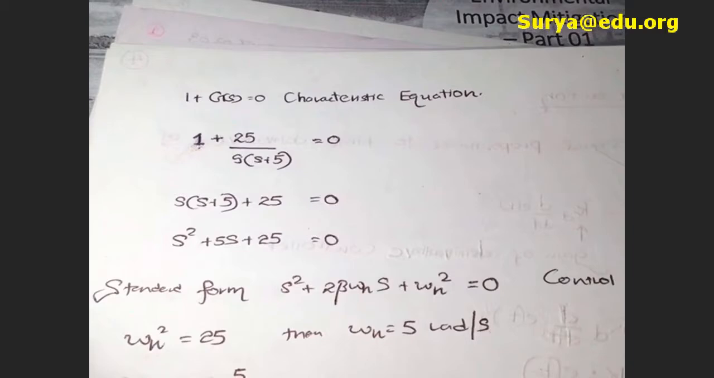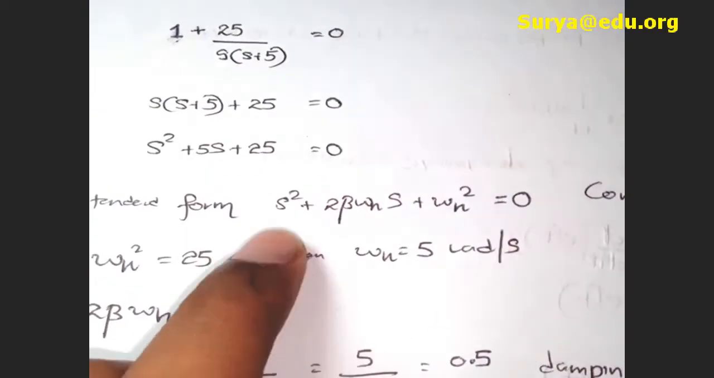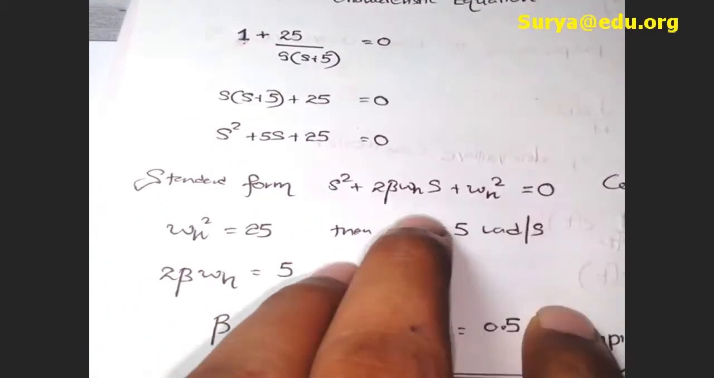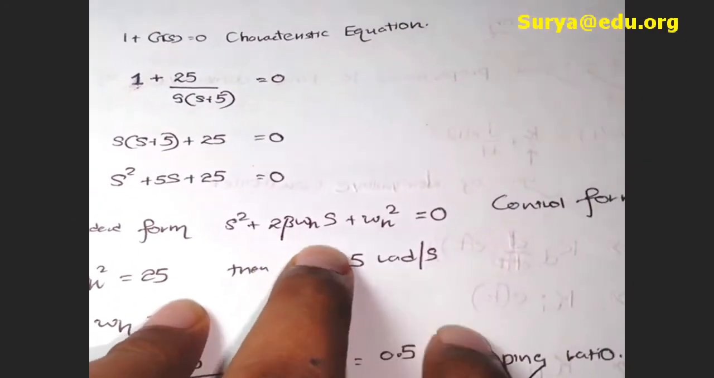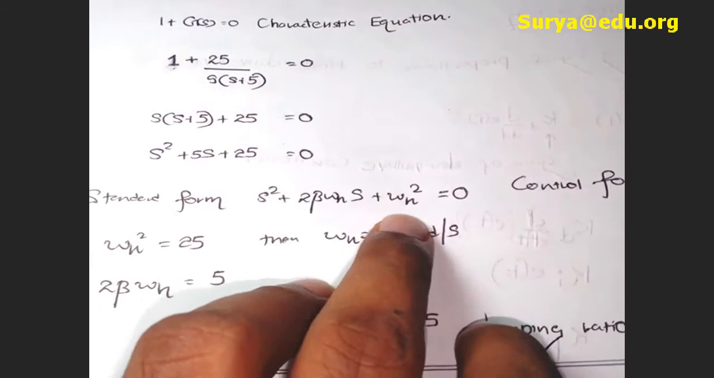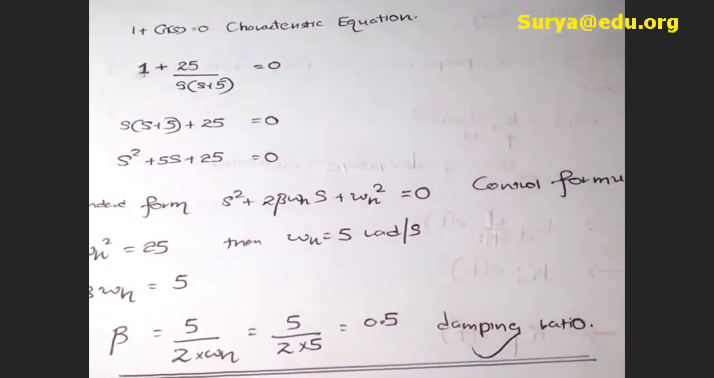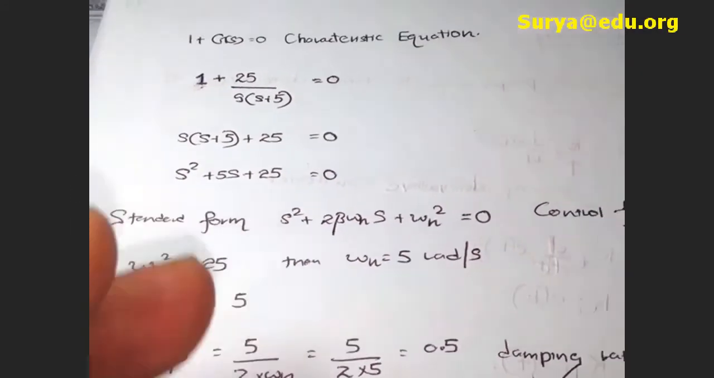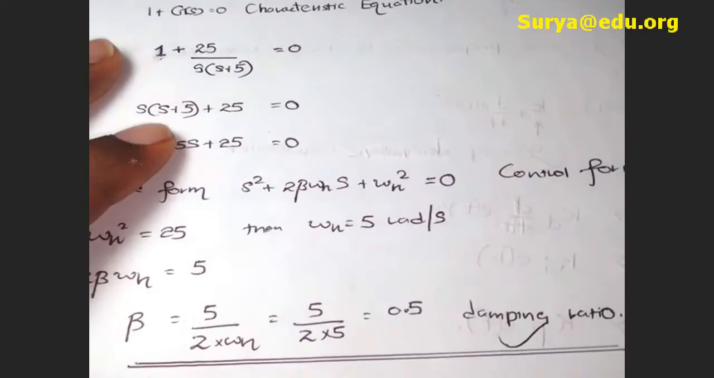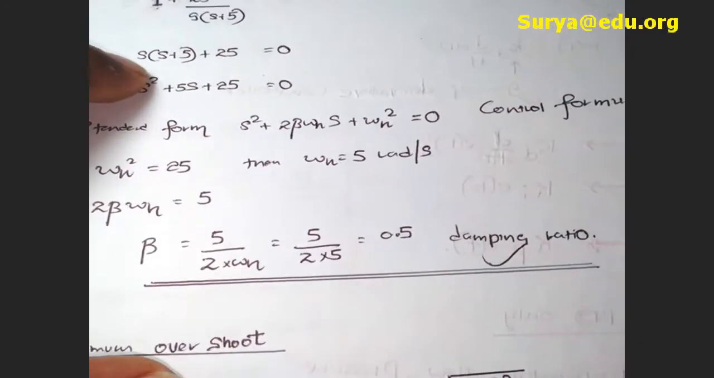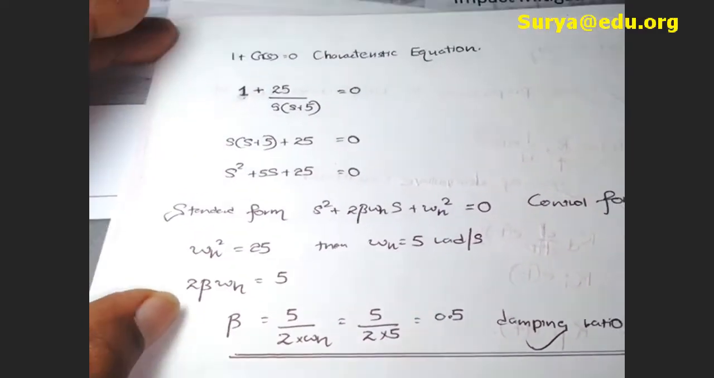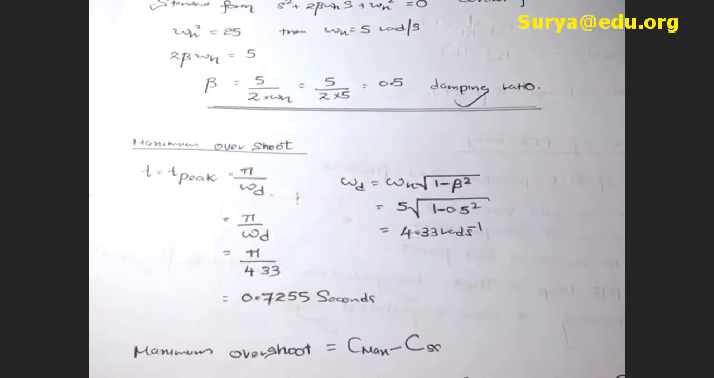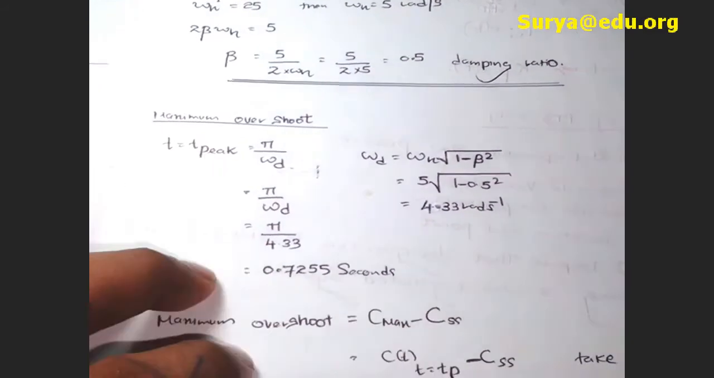You have to simplify the characteristic equation, then match that with the standard. What is that standard equation? s squared plus 2 zeta omega_n s plus omega_n squared. So match this with the equation that comes from that signal flow chart. Okay, you have to match the variables. If you match the variables, then you can find whatever they ask.